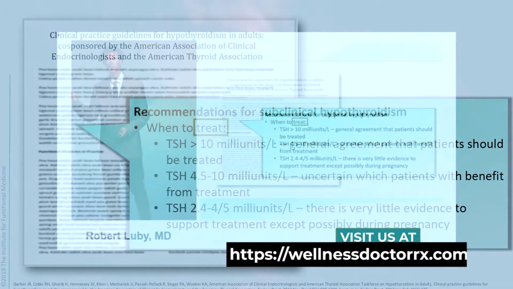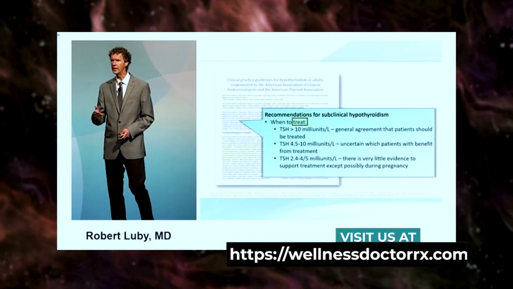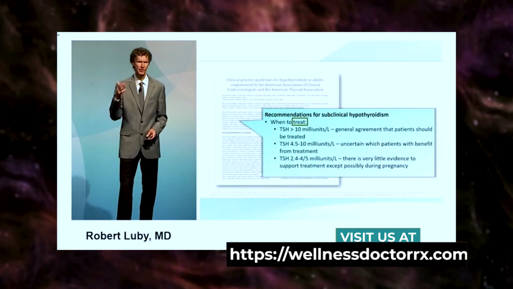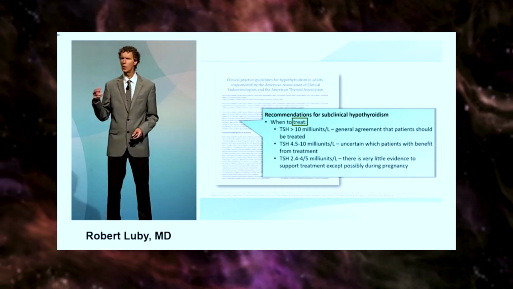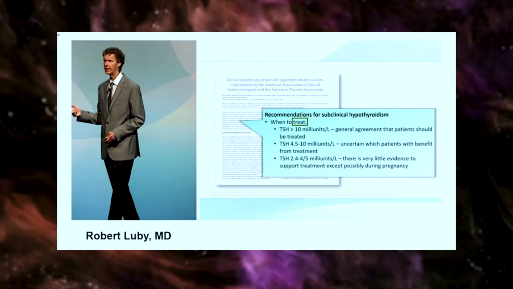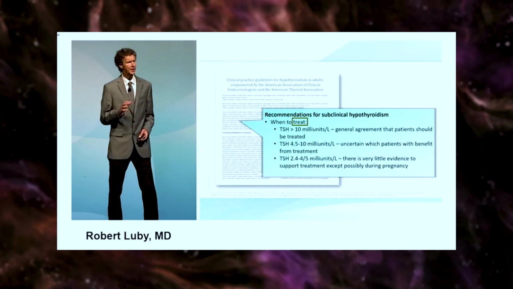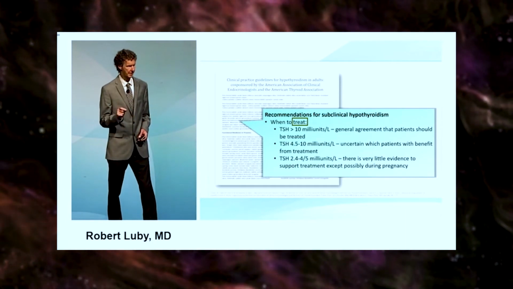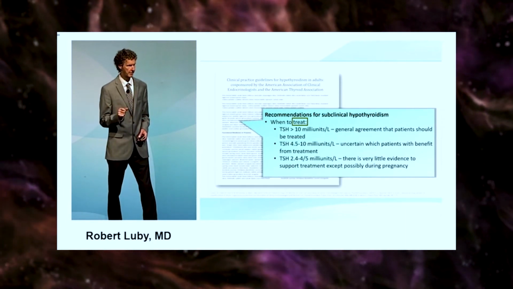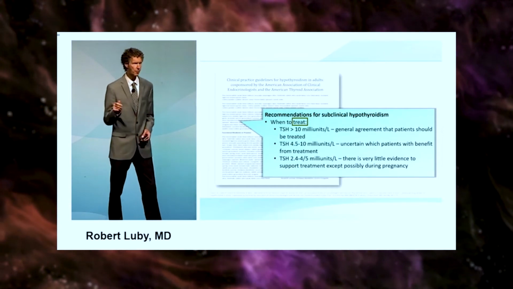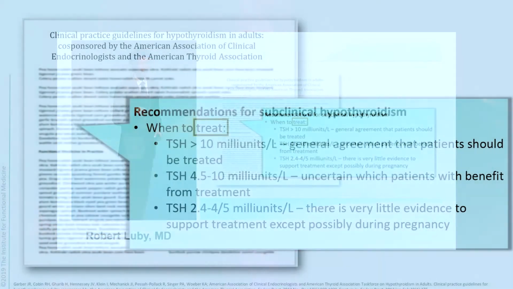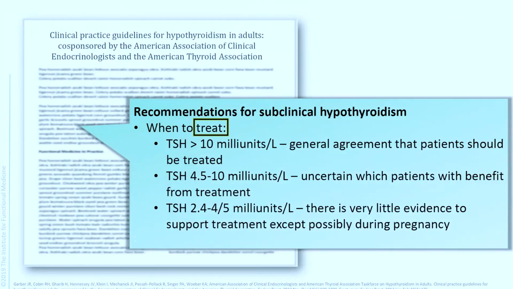Helen was above that. Based on the guidelines alone, we could restart that levothyroxine, but she didn't want to. If you're below 10, but above the reference range, the guidelines say it's uncertain who benefits from treatment. And then if you're below 4.5, very little evidence to support treatment.